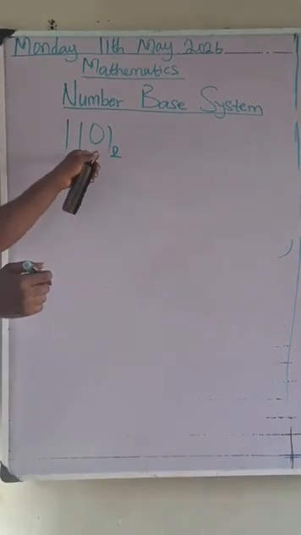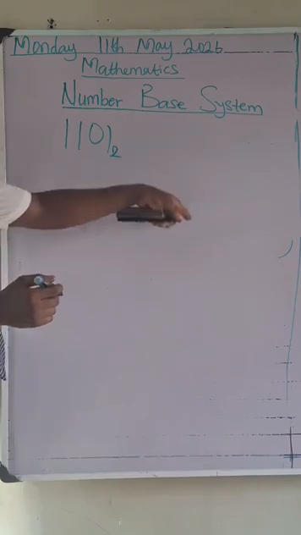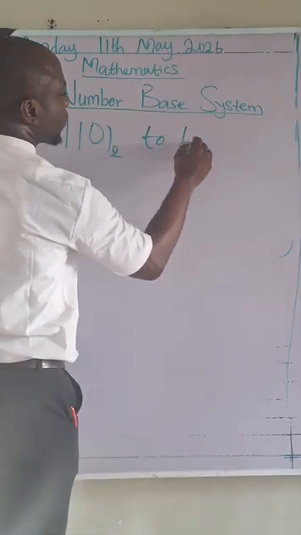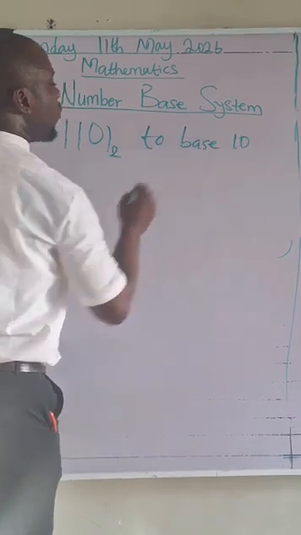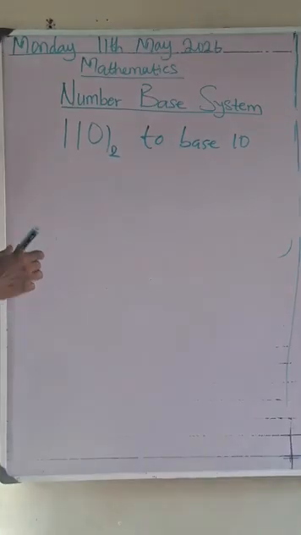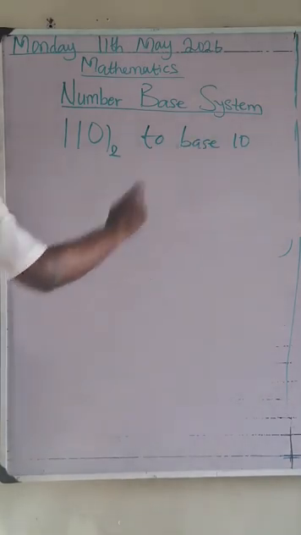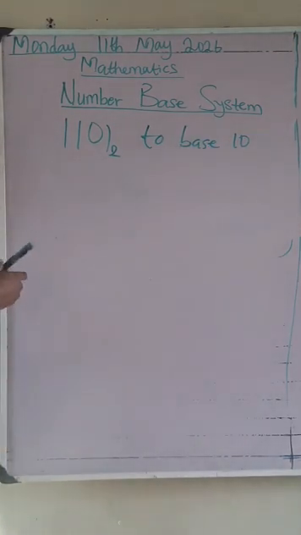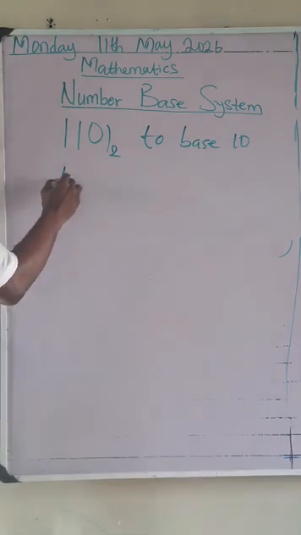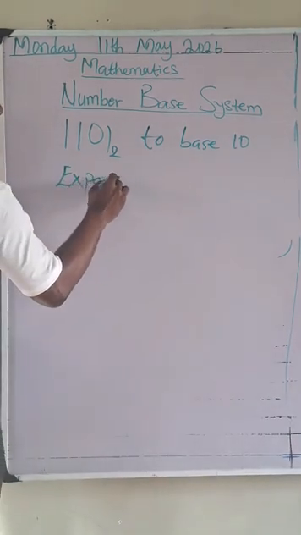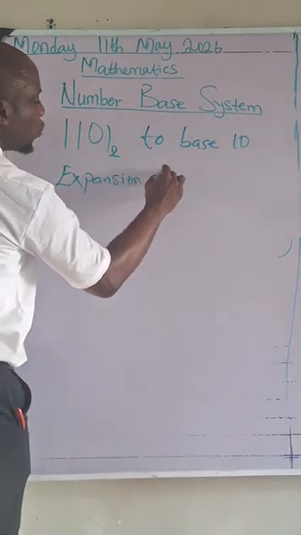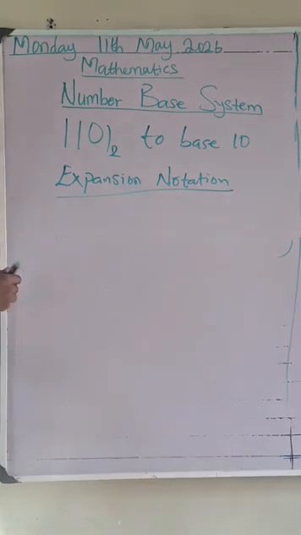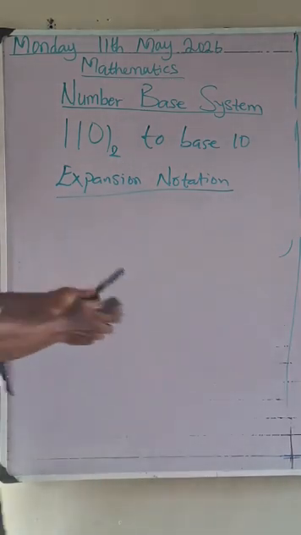Let's convert this number from base 2 to base 10. When you're converting from any base to base 10, we have a simple rule which I've already told you, which is what? Expansion notation.